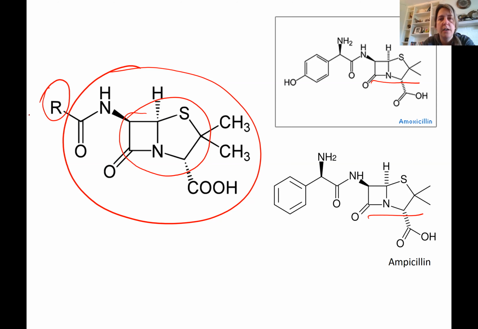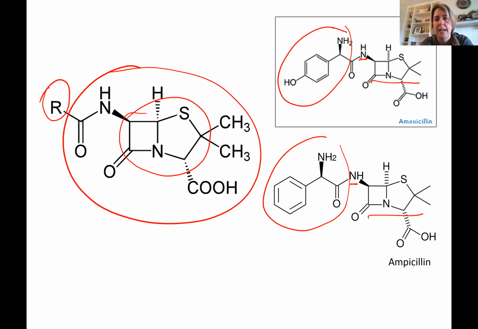As you can see, NH2, NH here, NH here, and this radical here is different from this one. Like this one has an extra hydroxy group. This one doesn't have an extra hydroxy group. So this is what this R represents, the radical, okay?